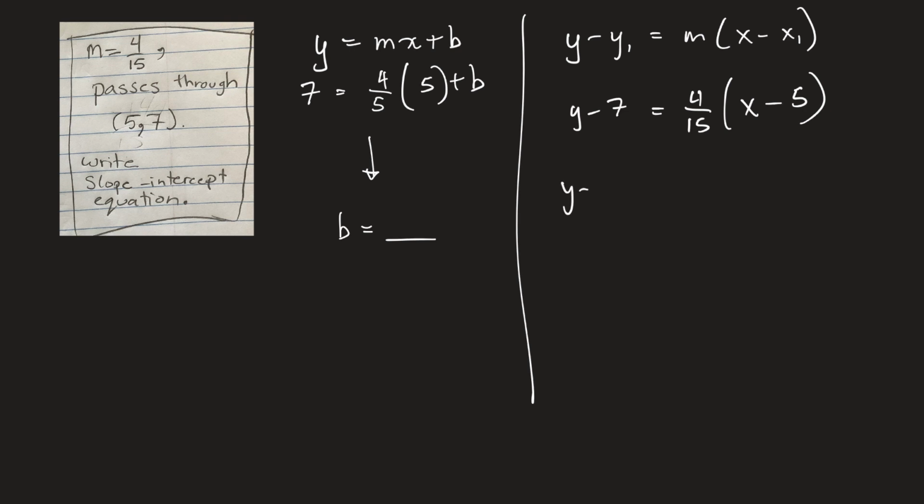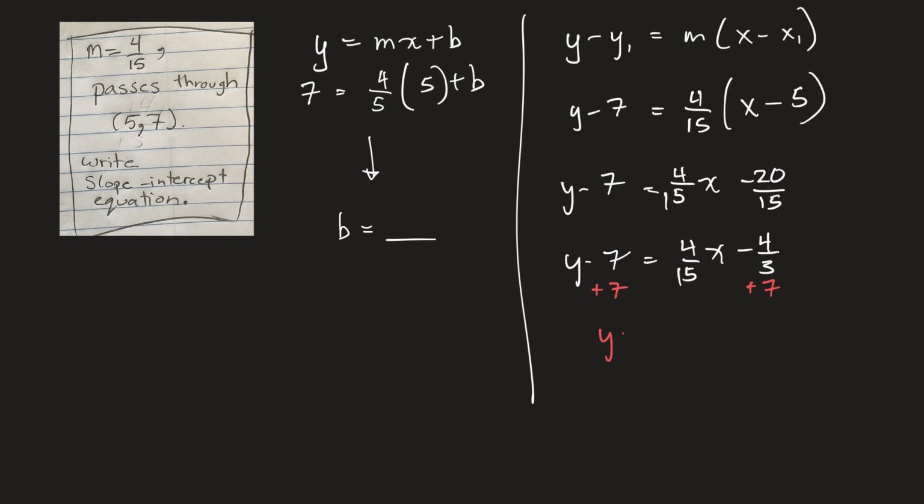So let's distribute that 4/15 x in, and then 4/15 times 5, I think that'd be minus 20 over 15. Let's simplify that. 4/15 x minus, I think that's 4/3. And now we just have to move the 7 over. So I'm going to add 7 here, add 7 there. So we'll get y is equal to 4/15 x minus 4/3 plus 7.